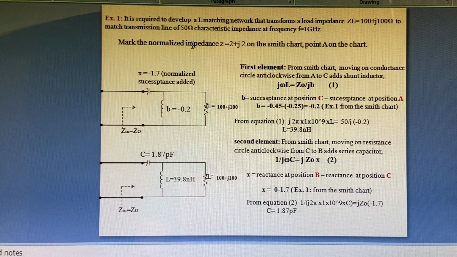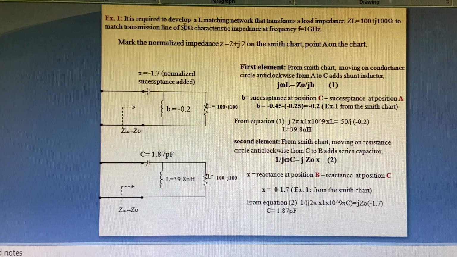In the previous topic, we discussed how to use a Z-Y Smith chart to find the element values of an impedance matching network. In this discussion, we will take an example and discuss how to use the actual Smith chart to find the element values of the matching network.